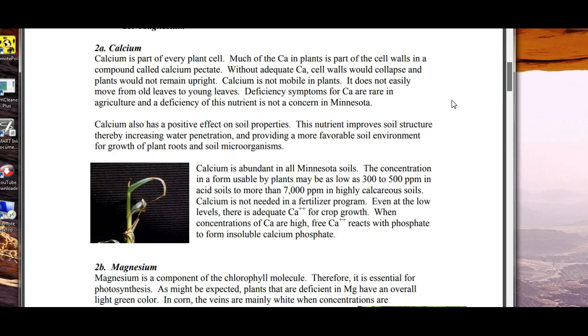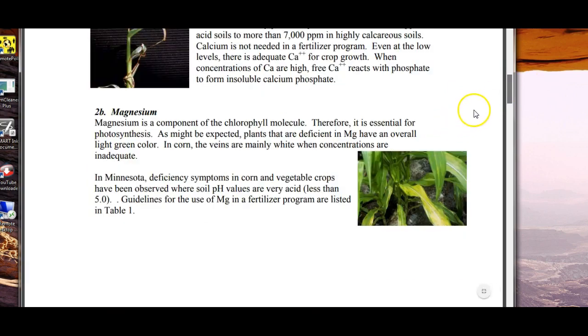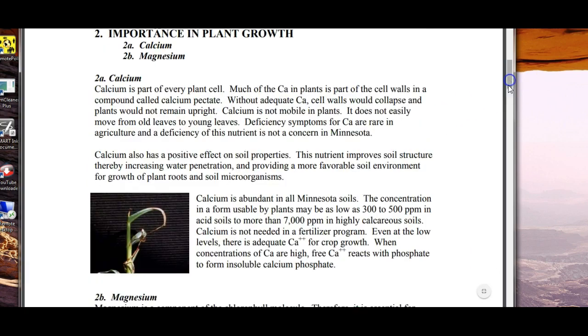our bulletin here says calcium also has a positive effect on soil properties. So this can help with the flocculation of the soil. It says it improves soil structure and increases water penetration and makes it a more favorable environment for growing plants, for uptake of nutrients by plant roots, and for soil microorganism populations.